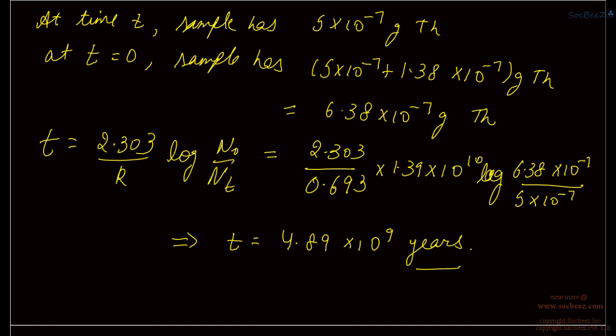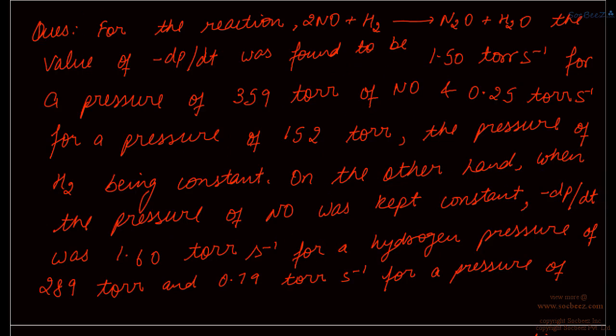Okay, so this is what was asked in this question. Now, there is another question. The question says that for the reaction 2NO plus H2 gives us N2O plus H2O, the value of minus dP by dt was found to be 1.5 torr per second for a pressure of 359 torr of NO and 0.25 torr per second for a pressure of 152 torr.